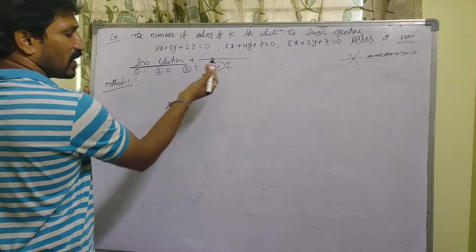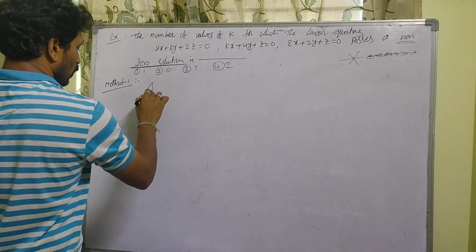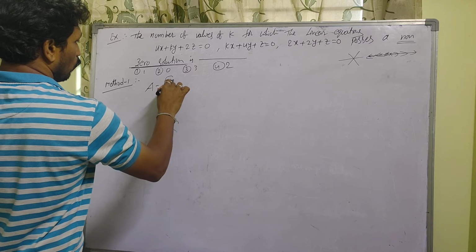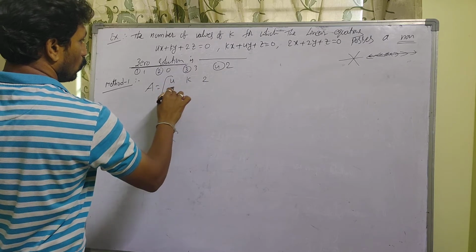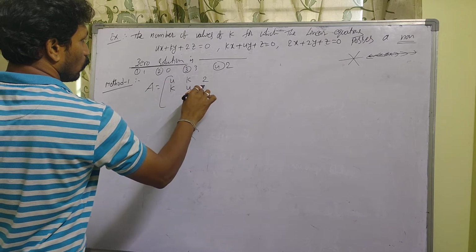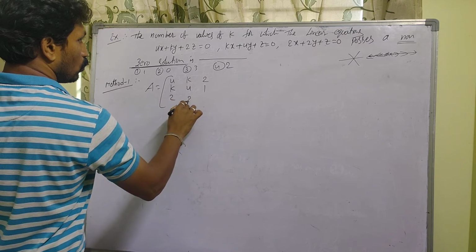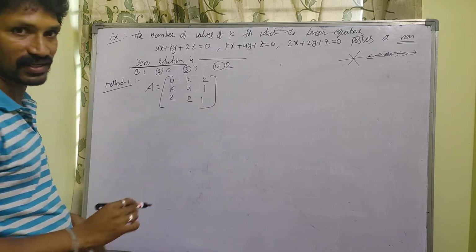See here, first directly I am taking matrix A. A is equal to [4, k, 2; k, 4, 1; 2, 2, 1]. This is matrix A.